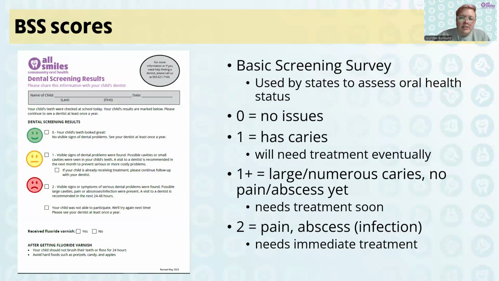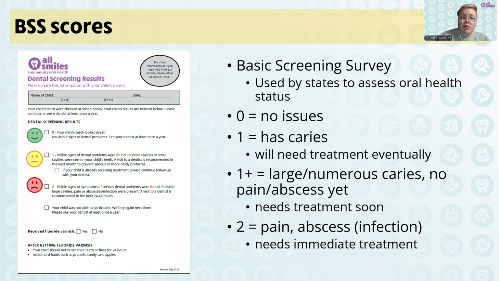So the BSS stands for Basic Screening Survey, and that's what the states use to assess oral health status in children or in their patients. A 0 means there are no issues that we've seen. Everything looks good. A 1 means that we see possible cavities, because as hygienists, we can't diagnose cavities, but we can say that we see possible cavities. And a 1 indicates that eventually the child will need treatment because there's quite possibly cavities.